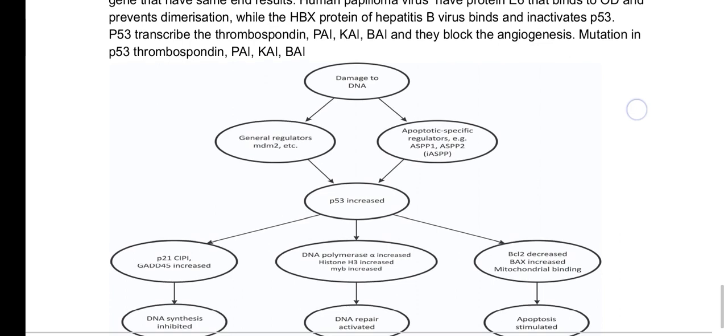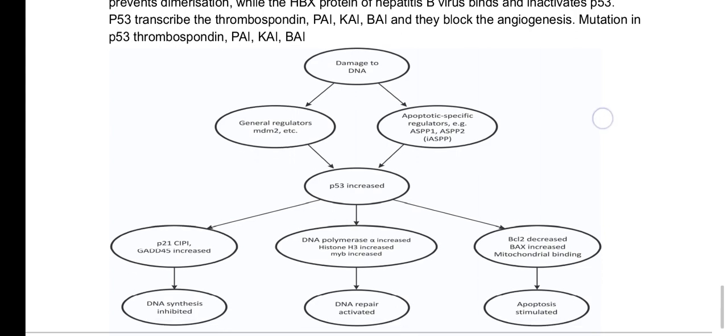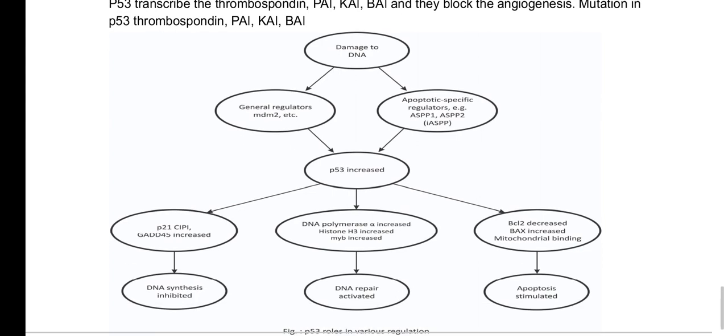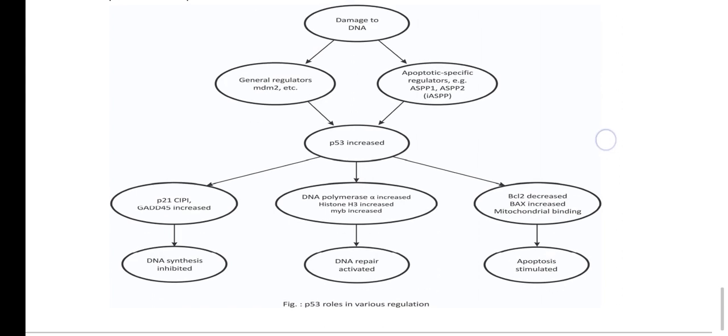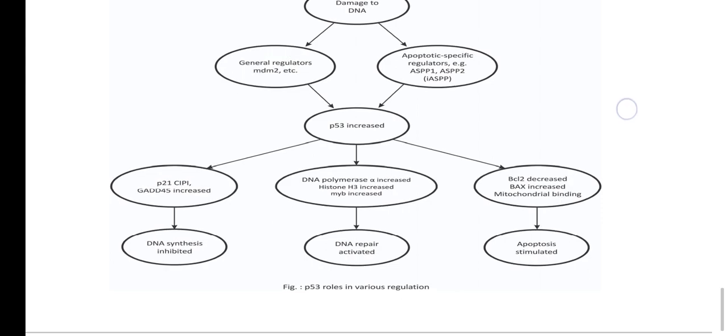p53 transcribes thrombospondin and other genes that block angiogenesis. Damage to DNA activates general regulators such as MDM2 and apoptotic specific regulators, and p53 increases. p21 CIP1 is induced, DNA synthesis is inhibited, then DNA repair is activated, then apoptosis is stimulated.